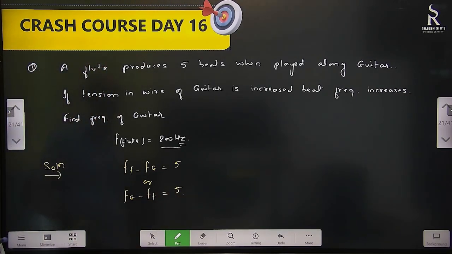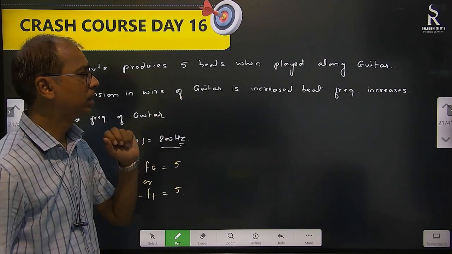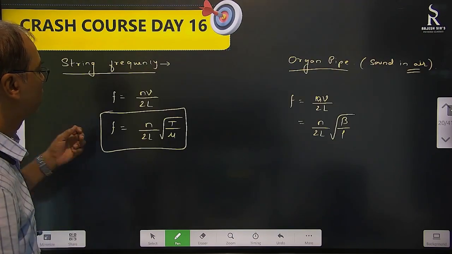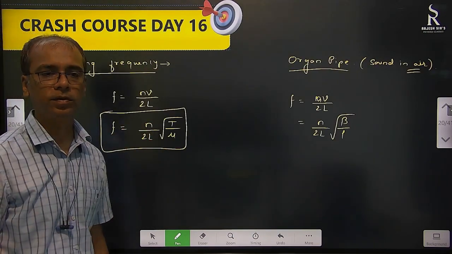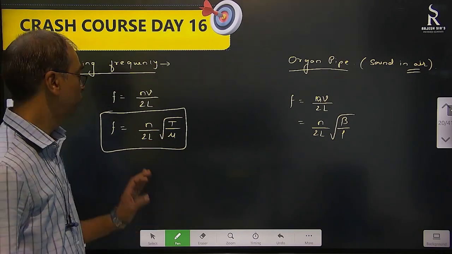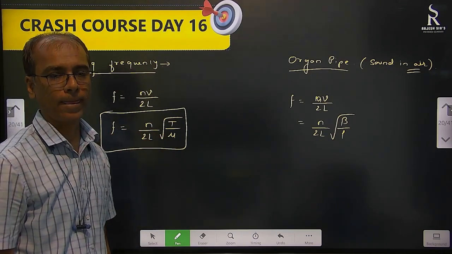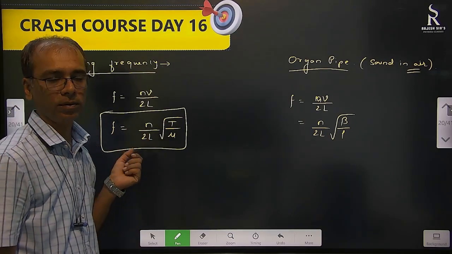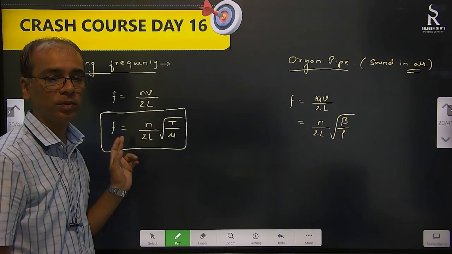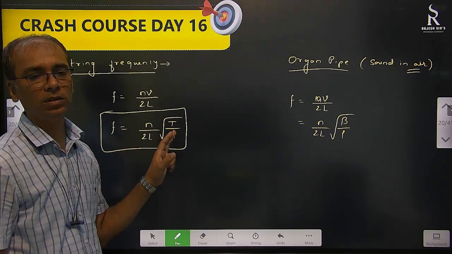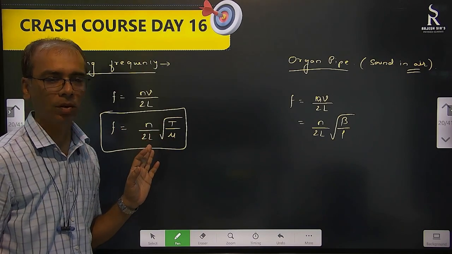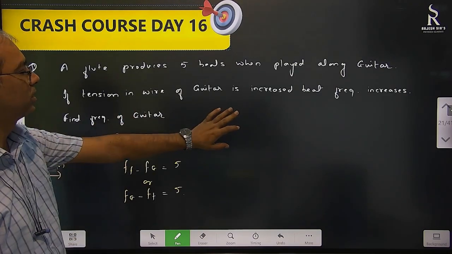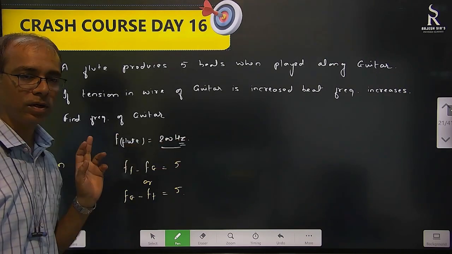Okay, what does the question say now? If tension in wire of guitar is increased. Now tension means what is happening here? I said this is the frequency of guitar. If you are increasing tension, then you are increasing frequency of guitar. Two things are changed: one is tension, other one is length. If length is increased, then frequency decreases. If tension is increased, the frequency increases. So in this one we change tension, which means you are increasing the frequency of guitar.